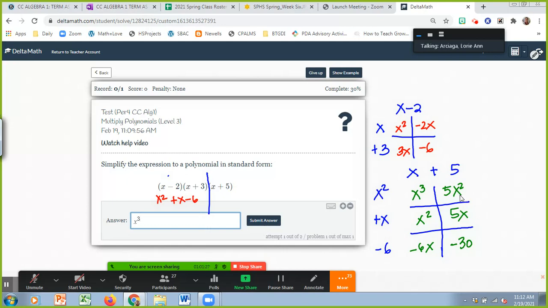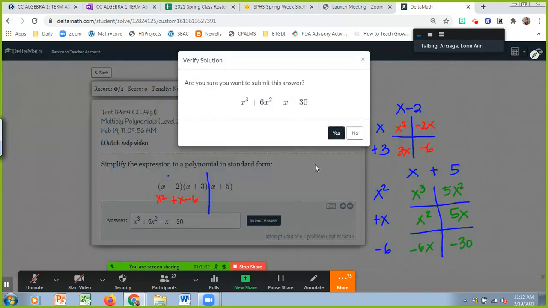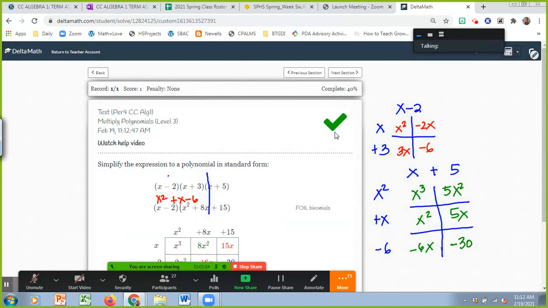X squared and 5x squared is, you're adding that one, right? So plus 6x squared. 5x and negative 6x will become negative x. So if it's negative 1, you don't have to put the 1. And the final answer is, just put that negative 30 for the constant and submit. There you go.